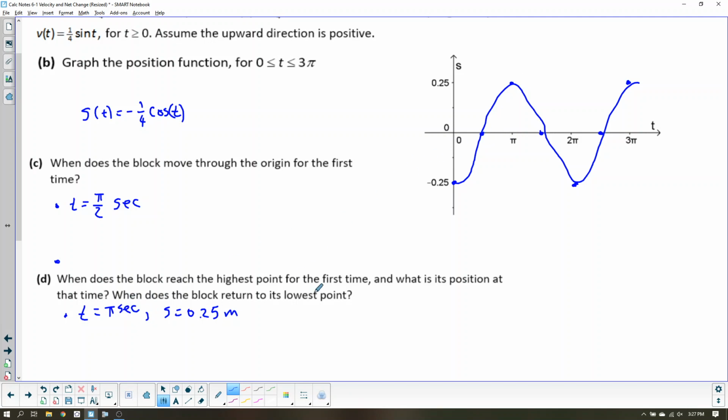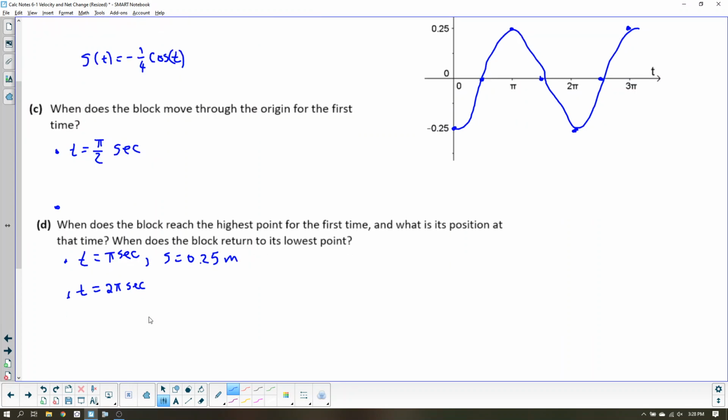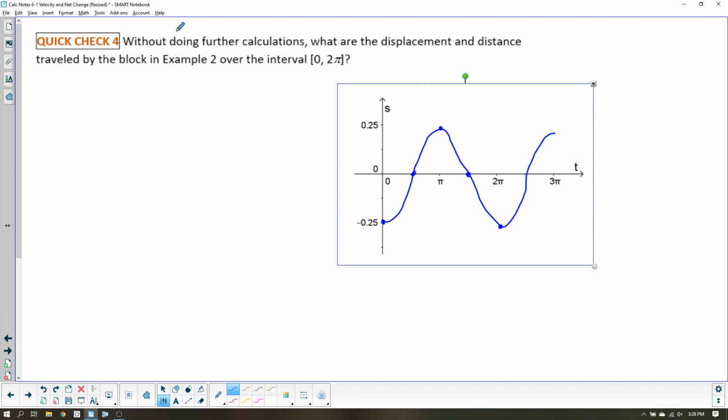All right, then it says, when does it return to its lowest point? The lowest point is negative 0.25. It's saying return, so this is the second time it gets there, so that's going to be t equals 2 pi seconds. All right, so that's all it's asking for. I think that's pretty easy, actually, pretty self-explanatory, hopefully. Okay, so let's go ahead and do this quick check.